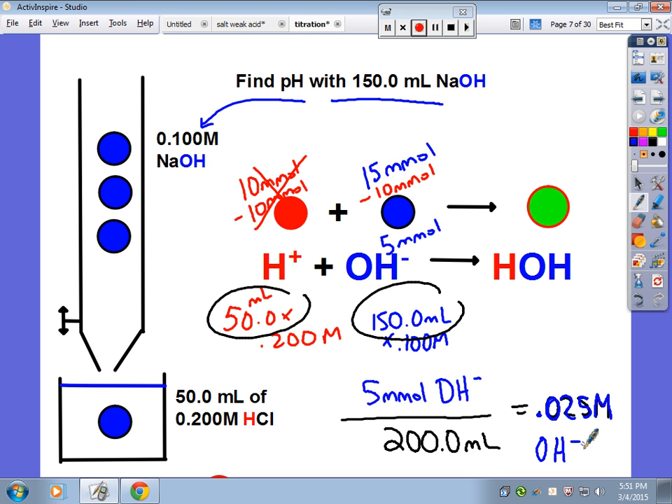And what do I want to find? Oh, look. I want to find pH. How do I find pH if I have a hydroxide ion concentration? Well, I know that I have my hydroxide ion concentration. I know for a fact that Kw equals H plus times OH minus. Right? That's one way I can do this. Okay? And what is Kw? Let me go ahead and erase this right here.